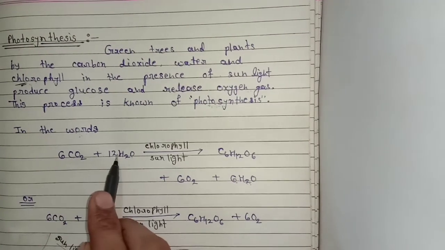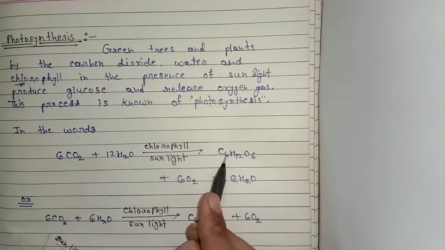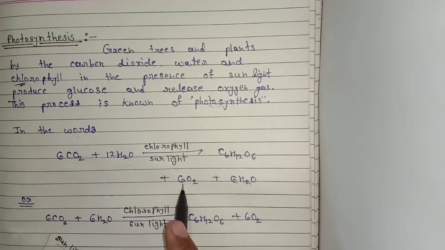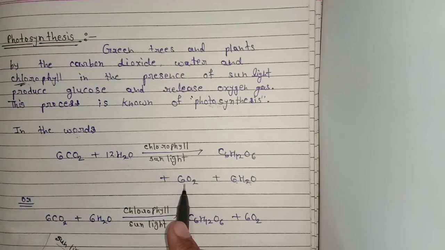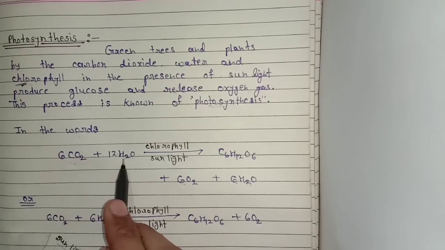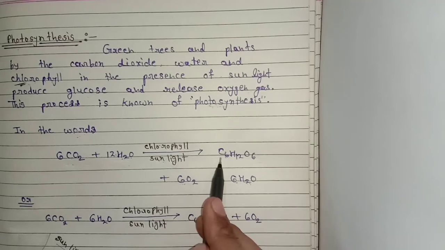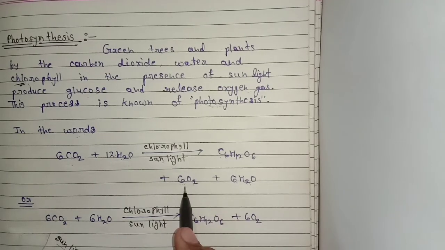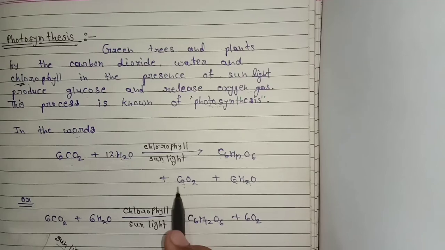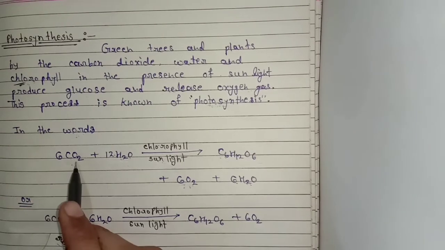Green trees and plants use carbon dioxide, water and chlorophyll in the presence of sunlight to produce glucose and release oxygen gas. This process is known as photosynthesis. So we remember that green trees and plants use carbon dioxide, water and chlorophyll in the presence of sunlight to produce glucose and release oxygen gas. Okay, so I hope you understand that. Let's understand this equation.